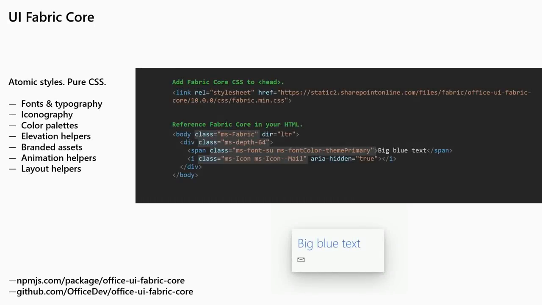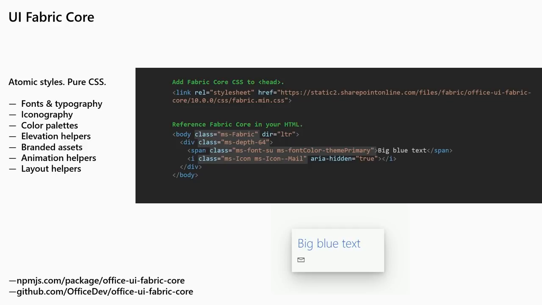The first of them is called Fabric Core. Now, if you're familiar with other web libraries like Bootstrap, Foundation, or others, you'll find a lot of similarities here. We know that when you're trying to match our look and feel, like if you're trying to make an app look and feel kind of like a Microsoft product, you will often have to do a bunch of stuff manually.